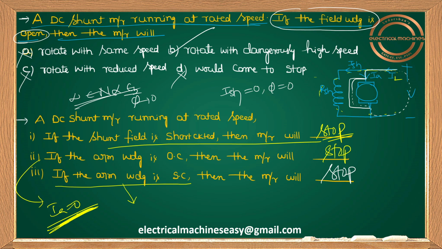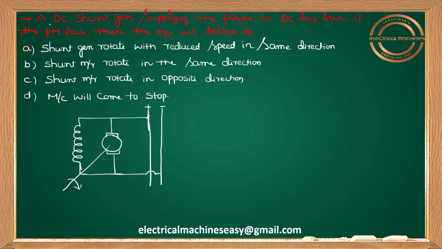Okay. Right. This is about your shunt motor. I gave 1, 2, 3, and here 4. Four questions are given. Let us see. A DC shunt generator is supplying power to a DC bus bar. In a DC machine, you are always placing the armature winding on the rotor. So let us assume that initially it is acting as a generator. Please try to follow from the starting itself, otherwise we'll have some confusions.